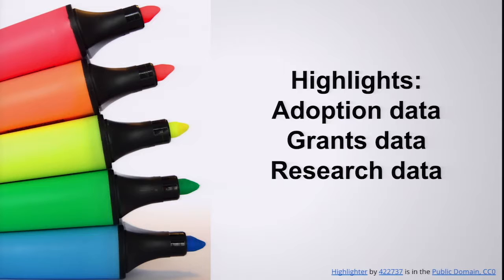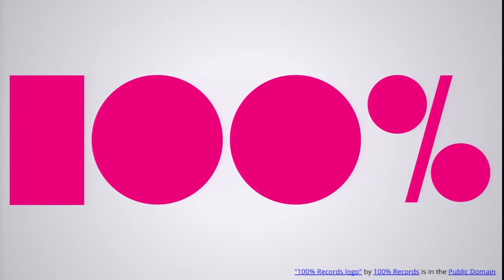I'm here to talk about what's going on in Oregon, and I'm going to give you some highlights. I'm going to talk about adoption data and grants data and research data. You might notice a theme. And then I'm going to talk a little bit about what the state's doing in terms of policy and some challenges that we face.